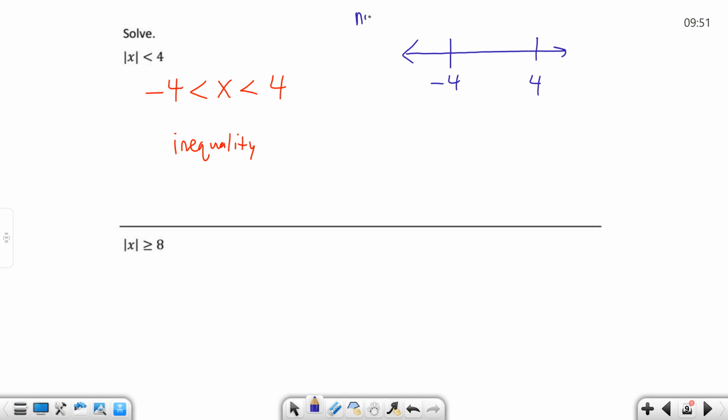Okay? So my number line is going to be in blue here. Okay, my number line. So where do I shade? Where is the X? The X is between the 4 and the negative 4. I started with 2 4s, but one of them's negative, right? So between the positive and negative 4, so I'm going to shade in between the 2. So that was my inequality. This is my number line.